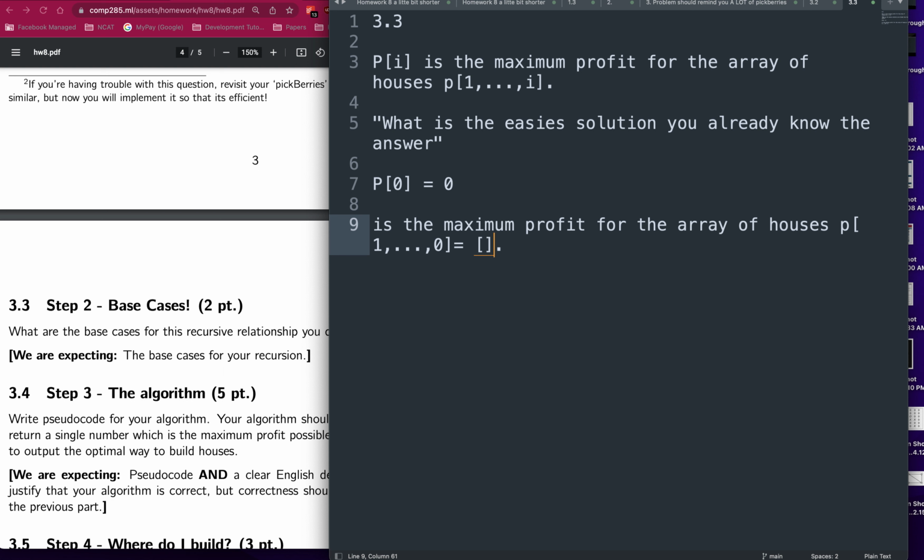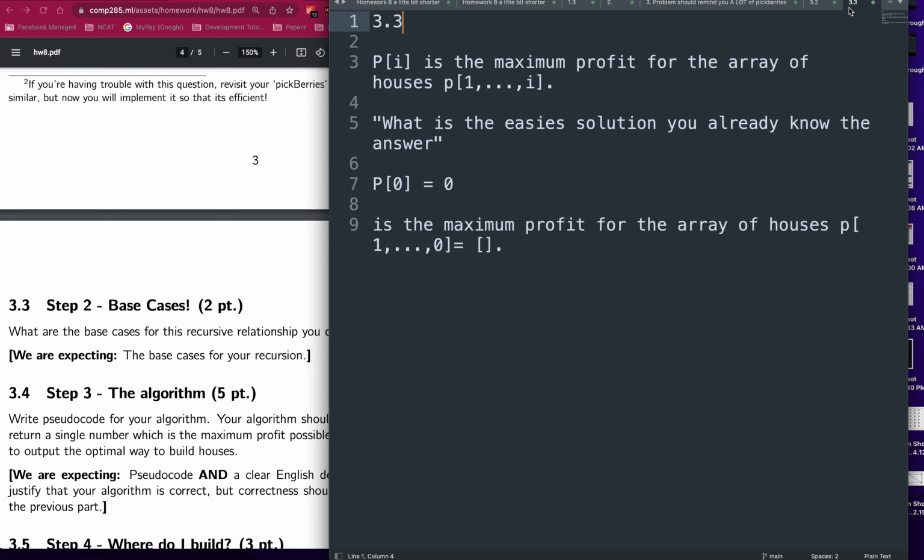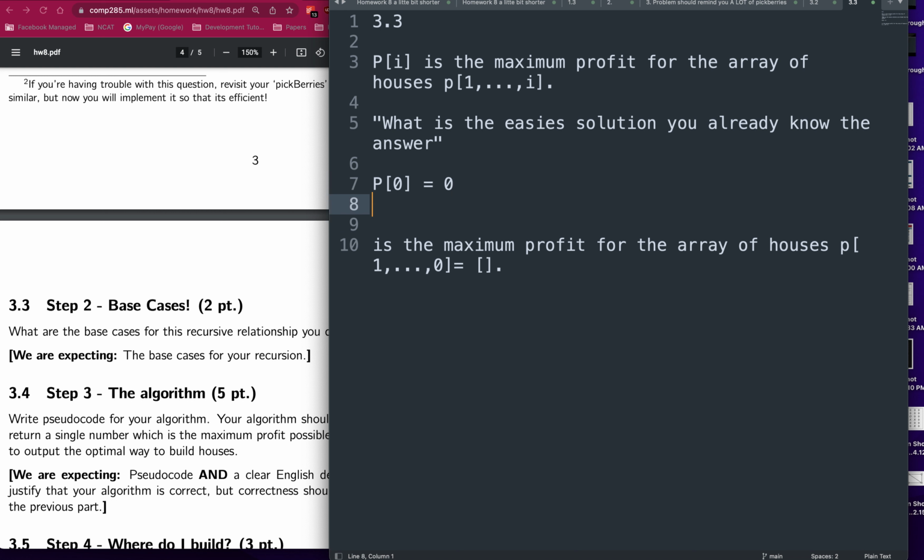And you need another base case, actually, because if you notice in your original problem, you do i-2 and i-1. So if you try to solve for 1, you'll go to 0 and you'll go to -1, right? But one easy way to do this would just be P(1), right? The maximum profit for the array of houses where it's just the first house, right?